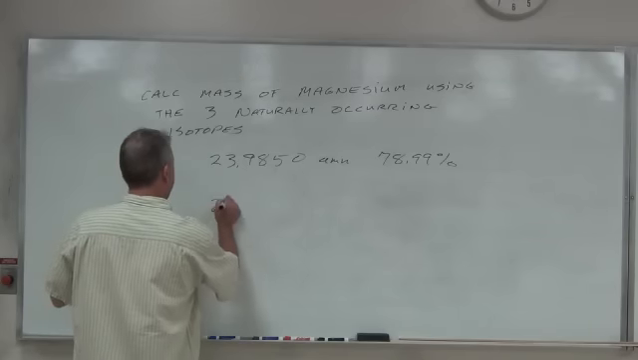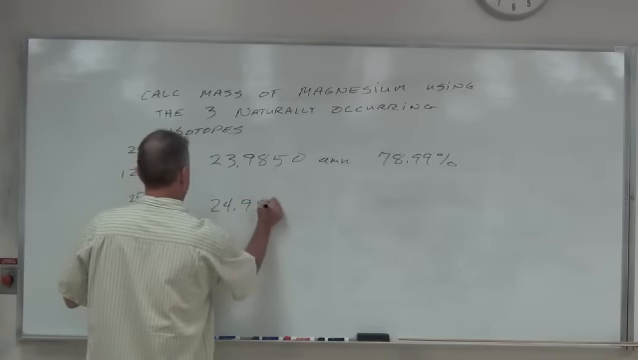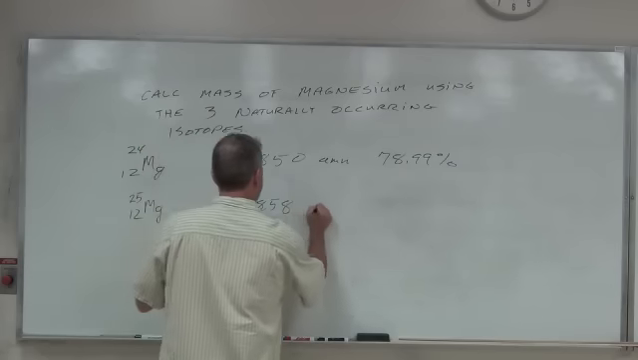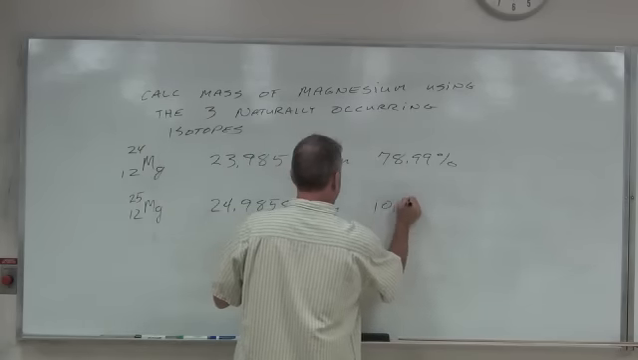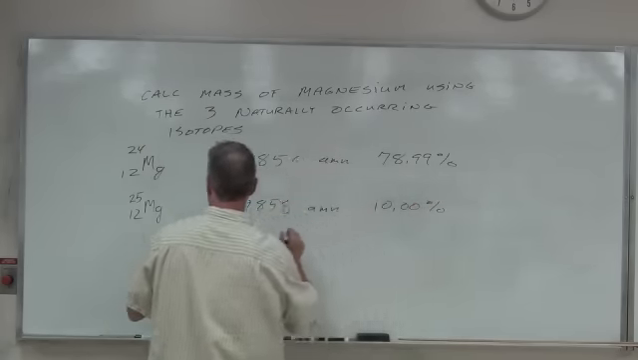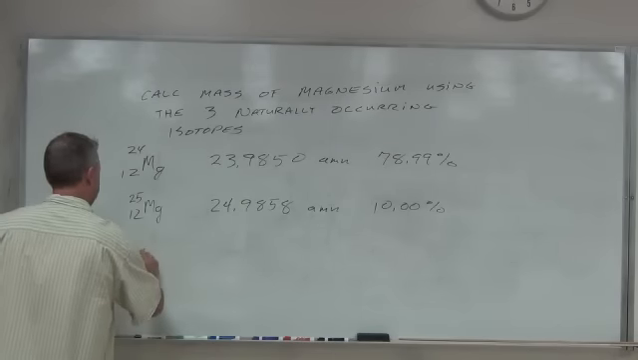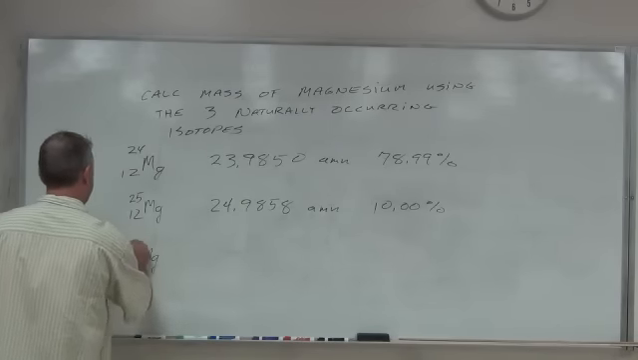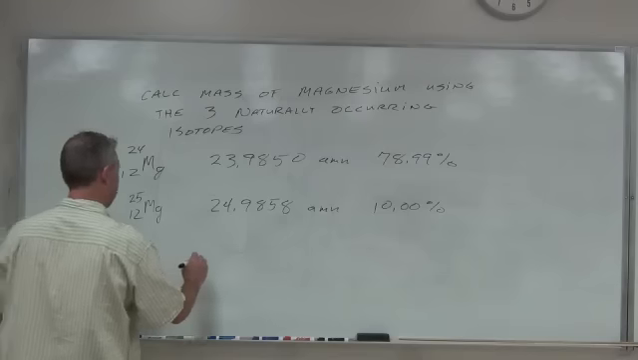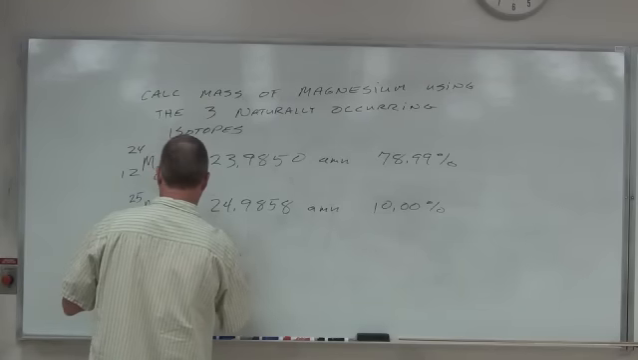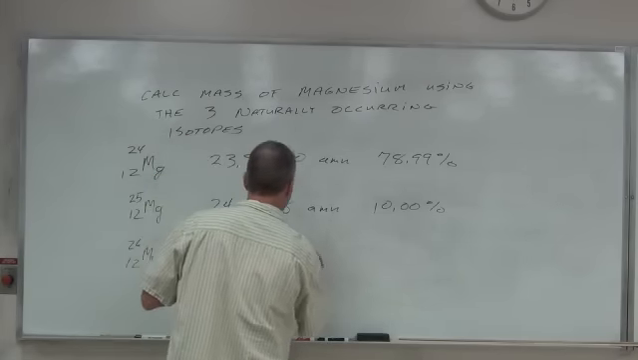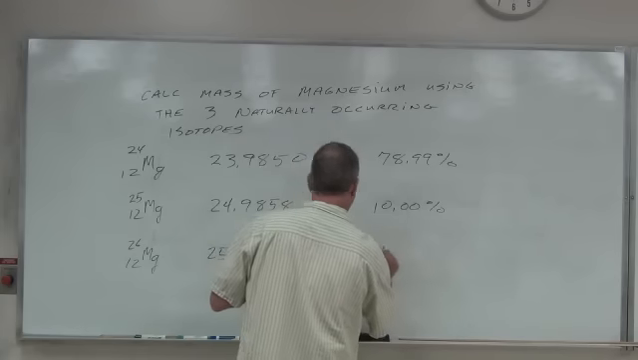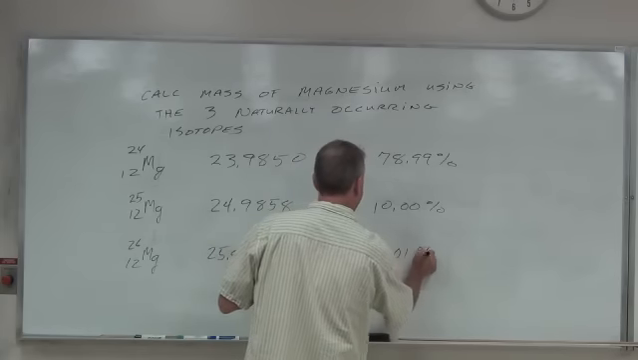That's going to be 24.9858 atomic mass units, that's an AMU, 10.00%. And then the last one is 26, 12. Atomic mass number 25.9826 AMU at 11.01%.